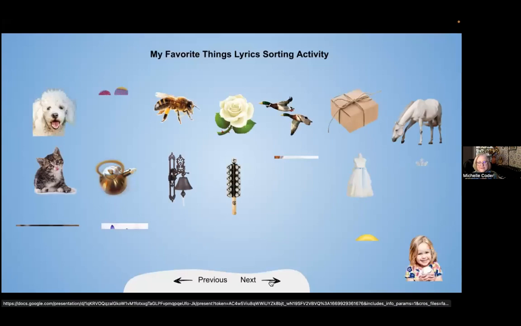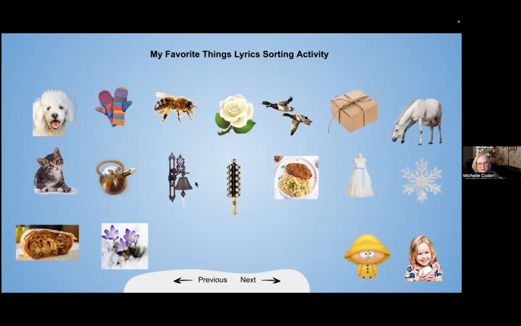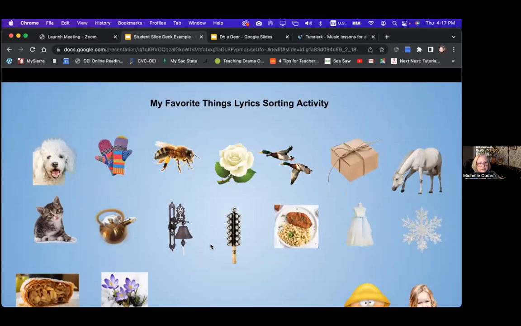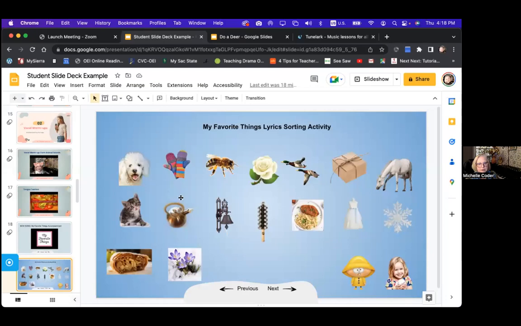Then, because My Favorite Things is kind of a hard song to remember the verses to, I made this little sorting activity for them so they could learn the lyrics and what the order of all the different favorite things are. And so what I'd have to do is push escape, and now I'm in edit mode. Now they can move these PNG files around and put them in the right order.